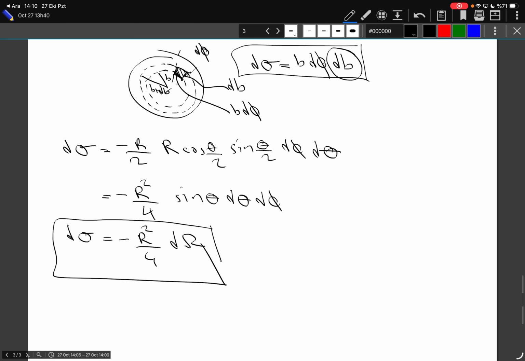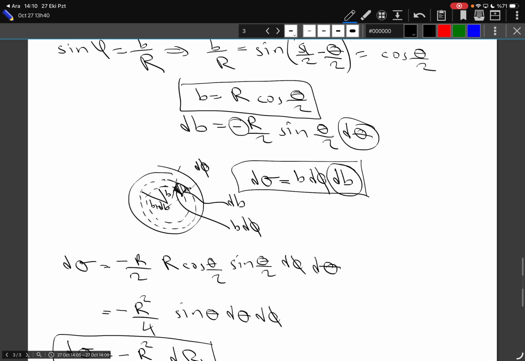or d sigma is minus R squared over 4 d omega. d omega is the solid angle. No, I didn't forget it. You see, there is the cosine theta over 2, sine theta over 2. If I multiply that, that gives me sine theta over 2, so 1 over 2 times sine theta.